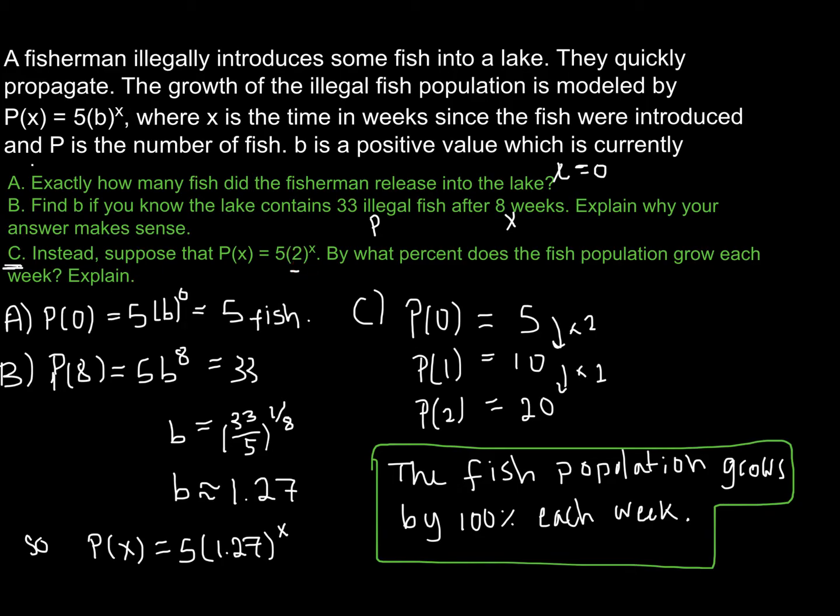Well, if something is doubling, think about it this way. If you had $5, and then you all of a sudden have $10, what percentage did your amount increase by? Well, it increased by 100% because all of what you had was 5, and that's how much it increased by. So the fish population grows by 100% each week, or in other words, doubles, and that's maybe a good thing. Doubling is increasing by 100%. And that's not really intuitive when you say it, but it should make sense now that we kind of understand how exponential functions work. All right, now let's move on to a slightly new concept.